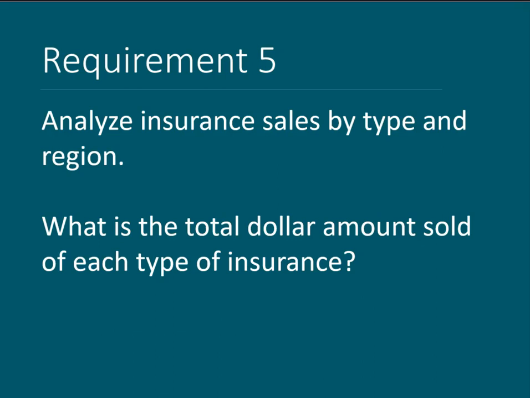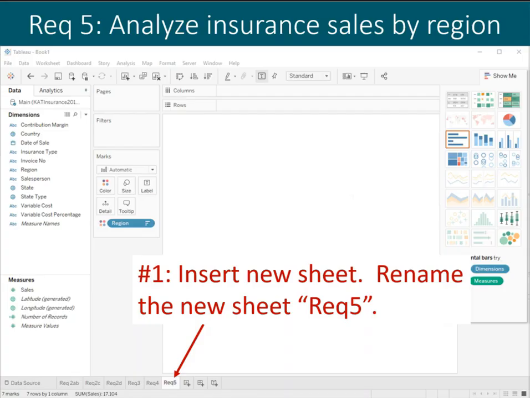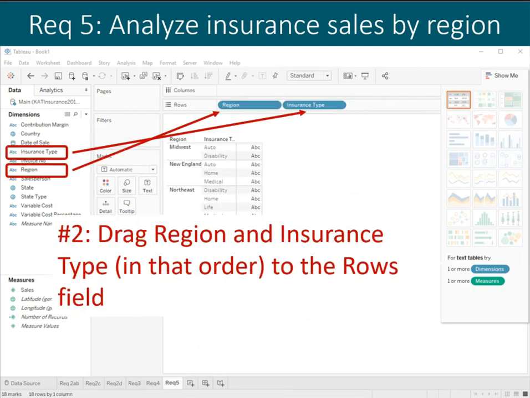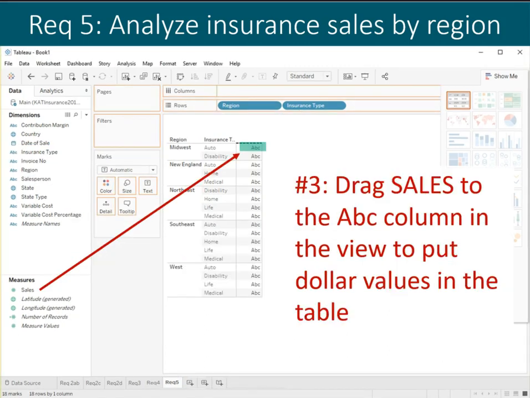For Requirement 5, we will be analyzing insurance sales by type of policy and by region. Insert a new sheet and rename it Requirement 5. Drag the Region and Insurance Type, in that order, from the Dimensions pane into the Rows field. Drag Sales from the Measures pane into the ABC column in the view, which will add the dollar values to the table.